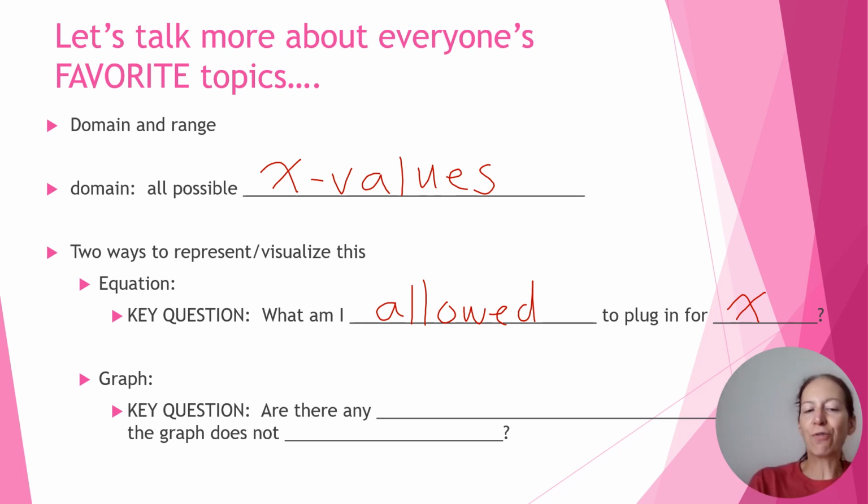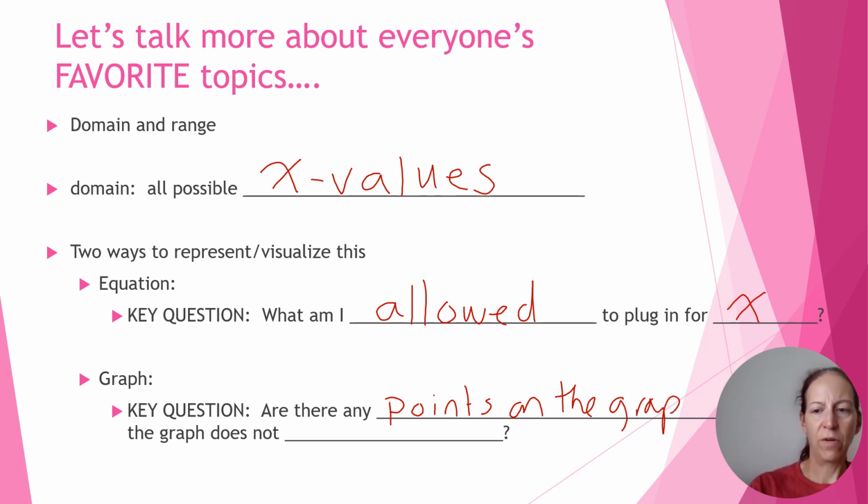If you're looking at the graph, the key question you would ask, and I think I want to put in here, are there any points on the graph where the graph does not exist? That feels like a lot for me to have put in that blank, but so are there any points on the graph where the graph does not exist?